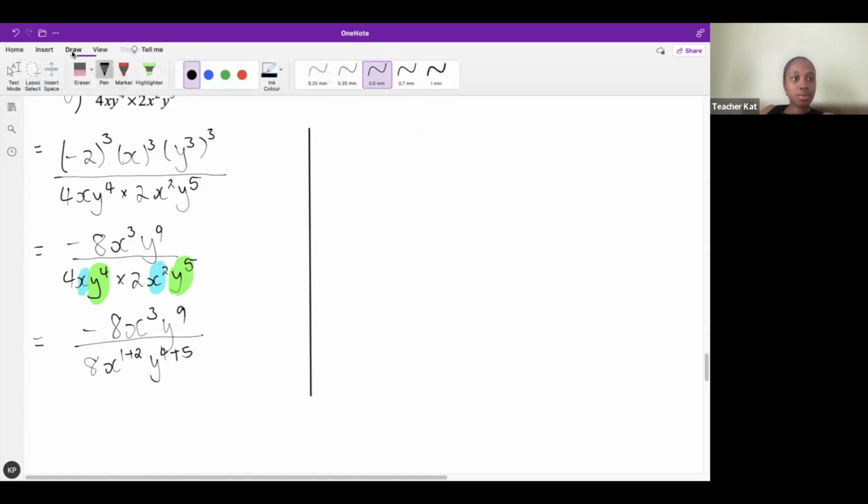Okay, someone asked me, where does the 8 come from? We multiplied the numbers, okay? So look here, we have a 4 and a 2. So I multiplied them. 4 times 2. Okay, now we're over here. This is now going to be our new expression, x cubed, y to the power of 9, all over 8x to the power of what?